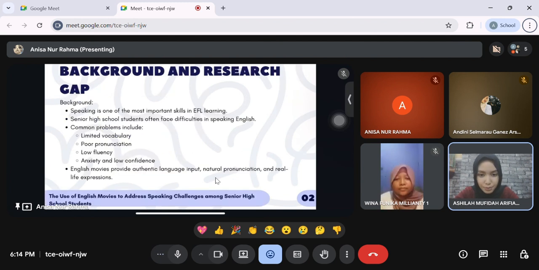Okay, so speaking is one of the most important skills in English as a foreign language learning for senior high school students. Speaking is essential not only for classroom interaction but also for expressing ideas and participating in discussion. However, in reality, many students still face serious speaking challenges. These challenges include limited vocabulary, poor pronunciation, low fluency, anxiety, and low confidence when speaking English.